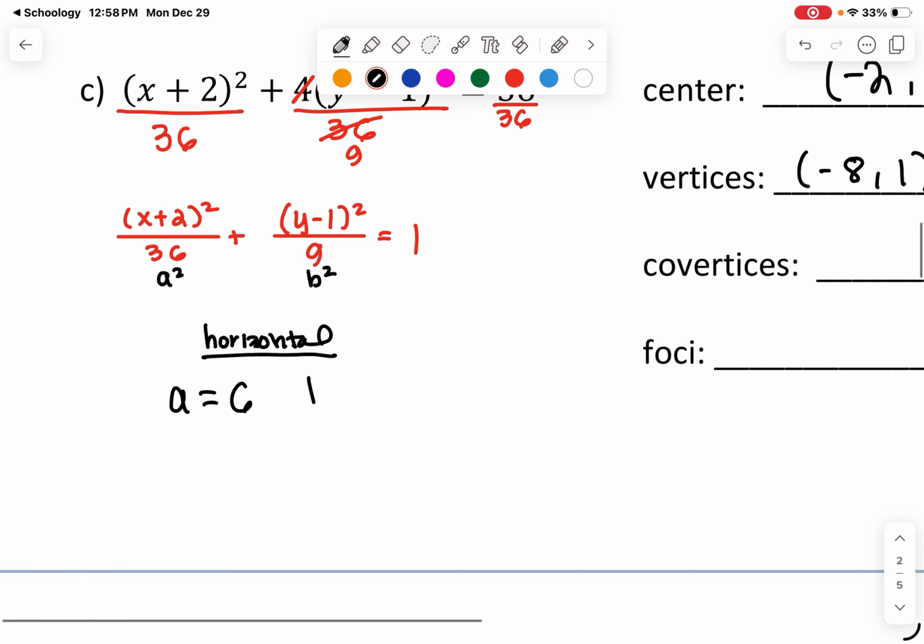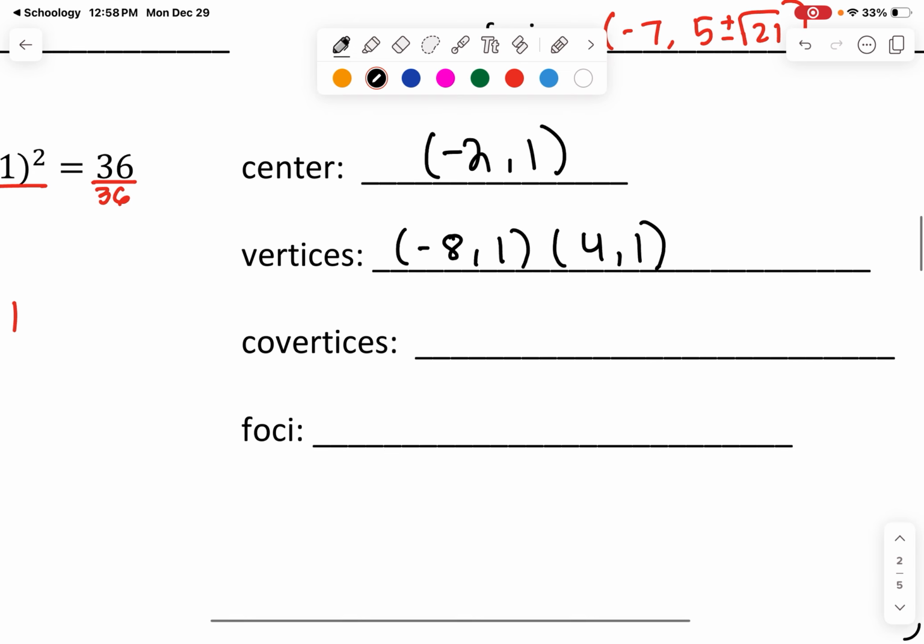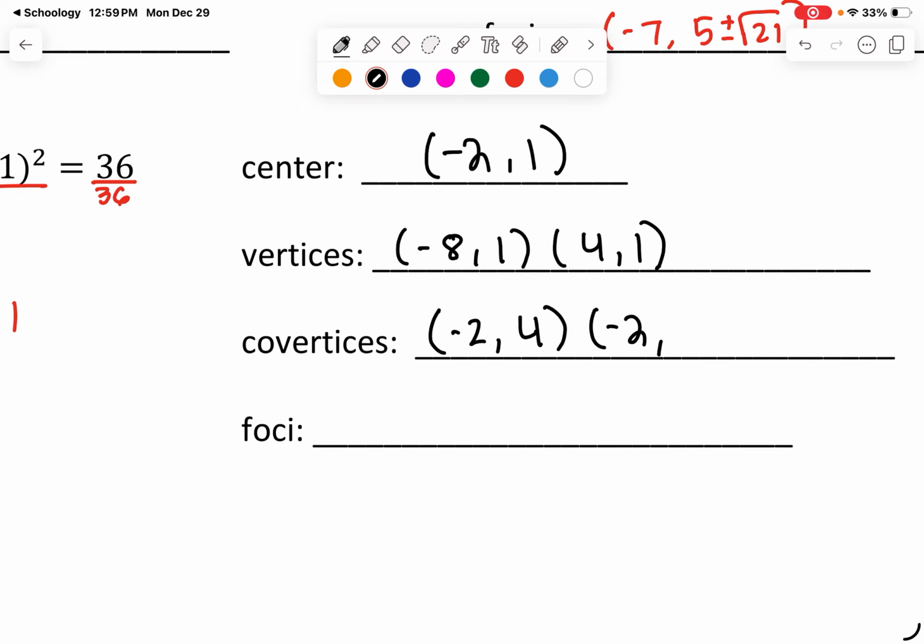All right, co-vertices are b units from my center. b is 3. So I'm going to go up 3 and down 3. So that's -2, 4 is up 3. -2 down 3 from that is -2.